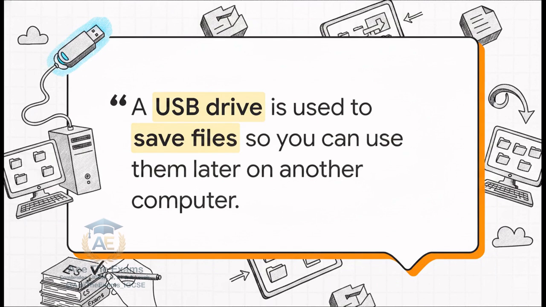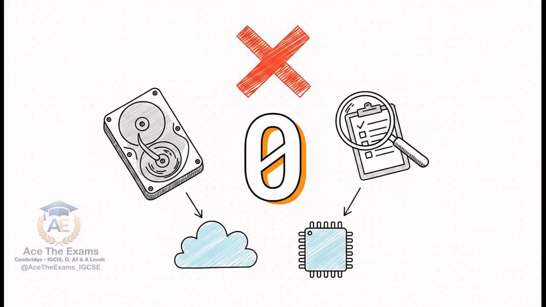A USB drive is used to save files so you can use them later on another computer. I mean, it sounds completely reasonable, right? It's exactly how we talk about storage devices in our everyday lives. You put your pen down, totally confident you've just bagged those marks. 0. Not a single mark awarded.